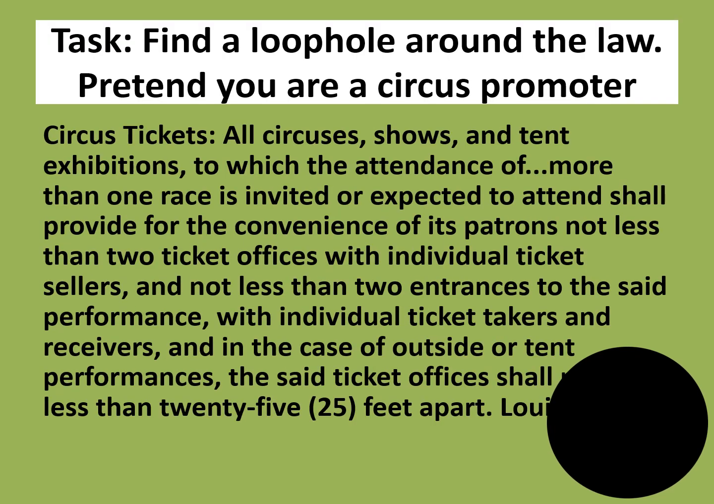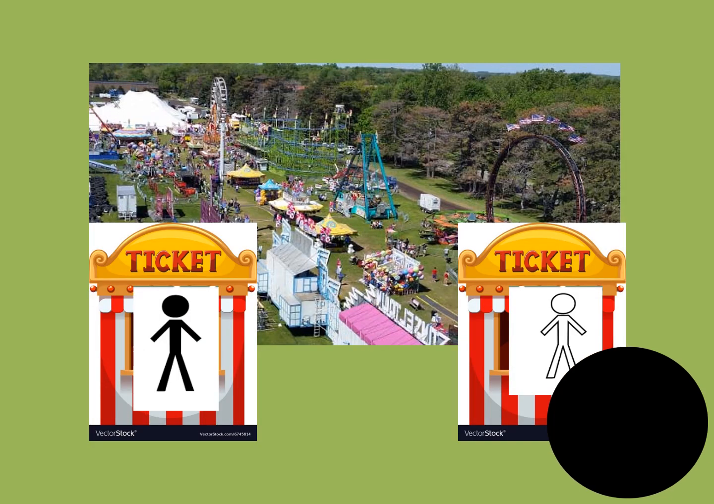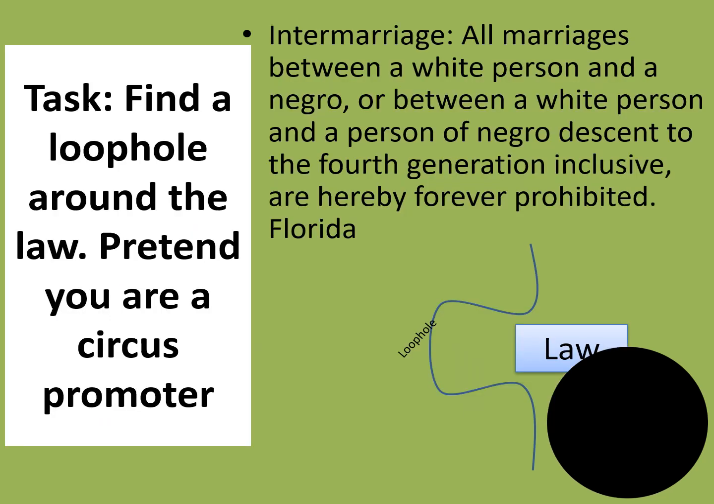For this task, you're going to try to find a loophole around the law, pretending you are a circus promoter. This is in the state of Louisiana, and this is a law involving circus tickets. So what's going on here is the law is saying that you need to have 25 feet apart for the circus booths if you're selling to two races. If you were to place two circus ticket sellers in one booth, you would be in violation of the previous law. So the goal here is you need to have 25 feet distance, and again, we're trying to point out the pettiness in the law.